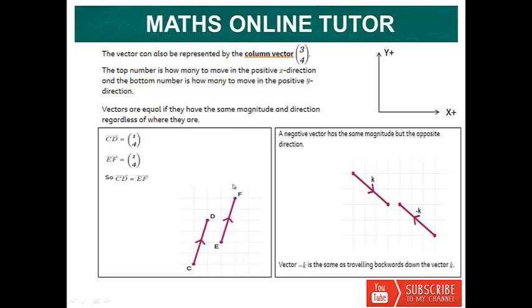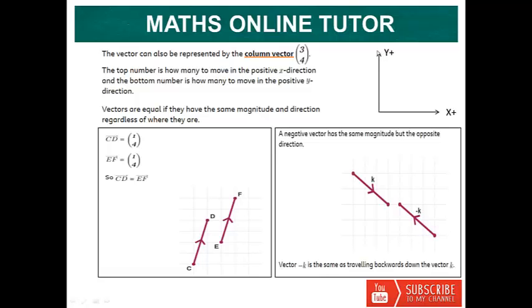There are two methods that we can use to represent a vector. We can use the column vector method, or we can use the line segment method and then show the magnitude of the vector. The column vector method has two coordinates, x and y coordinates, inside a pair of brackets. The top number represents how many to move in the positive x direction, and the bottom number represents how many to move in positive y direction.